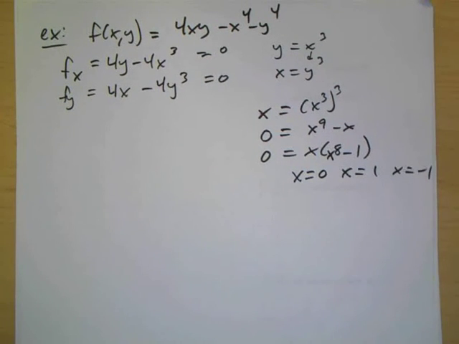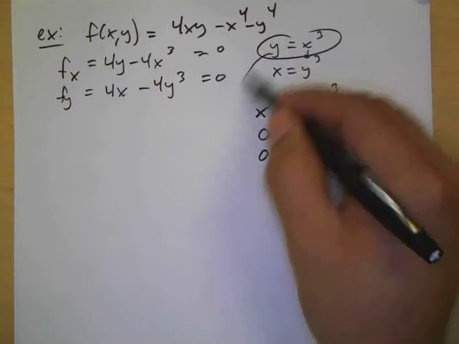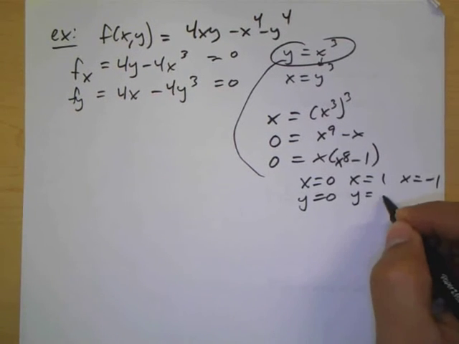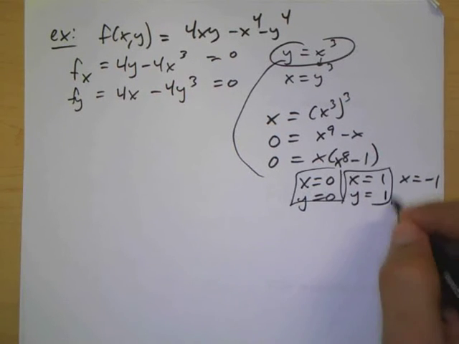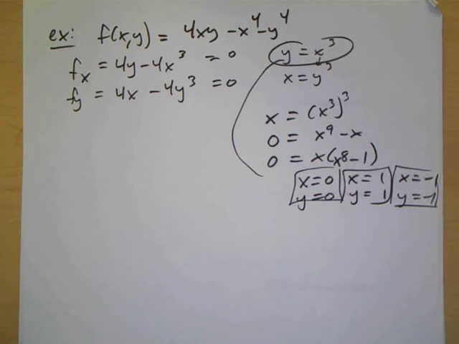Now you just have to find what the y values must be. If x is 0, go back to y equals x cubed. What does y have to be? 0. And then y here would be 1. So we have this one, that one, and if x is negative 1, then y is negative 1. So those are our 3 critical points.